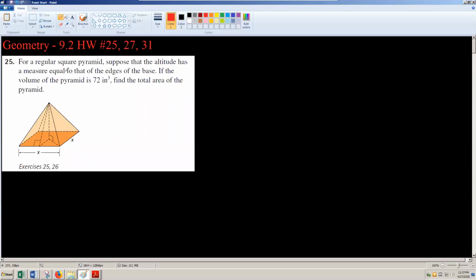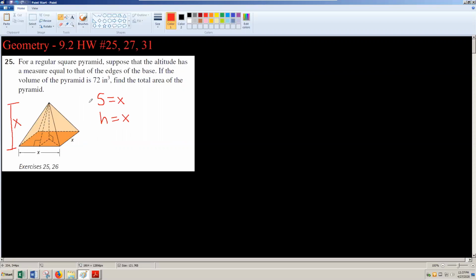All right, so here I'm told some stuff about the height as it relates to the base edges. So I'm going to say my side length equals X. And I'm going to say my altitude equals X as well. I'm going to draw it off to the side, so I don't interfere with the picture too much. So height of this thing equals X.